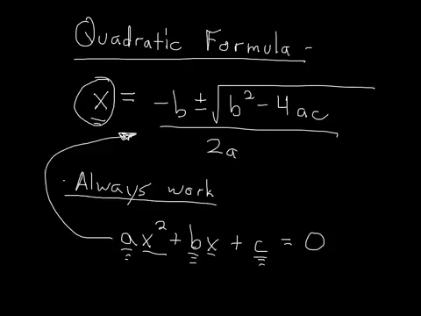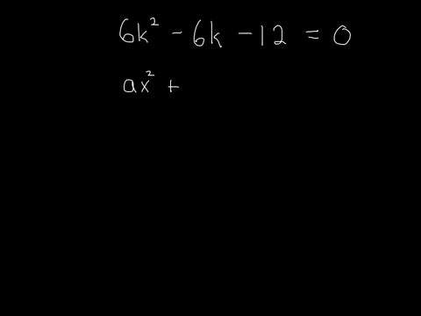So let's see how this actually works. So let's do an example. Let's look at the example 6 times k squared minus 6 times k minus 12 is equal to 0. Now right underneath this, I can write down the general equation for a polynomial. The general equation, we know, is ax squared plus bx plus c is equal to 0. And I recommend doing this until you get very comfortable with what these equations actually mean. And then I can directly see what everything is.